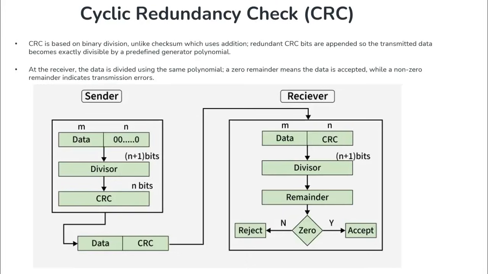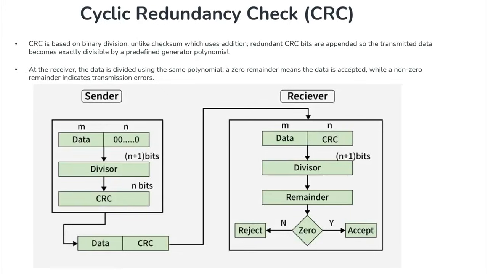The last important concept is cyclic redundancy check, which is the most powerful technique for error detection. CRC is based on binary division. Unlike checksum, which uses addition, redundant CRC bits are appended so that the transmitted data becomes exactly divisible by a predetermined generator polynomial. What happens at the receiver? The data is again divided using the same polynomial. A zero remainder means the receiver accepts your frame, while a non-zero remainder indicates an error.